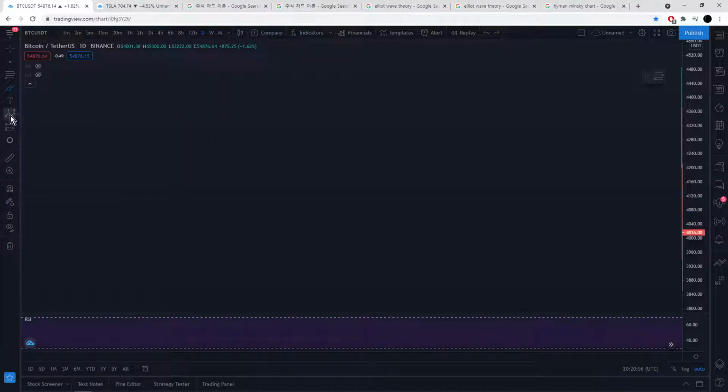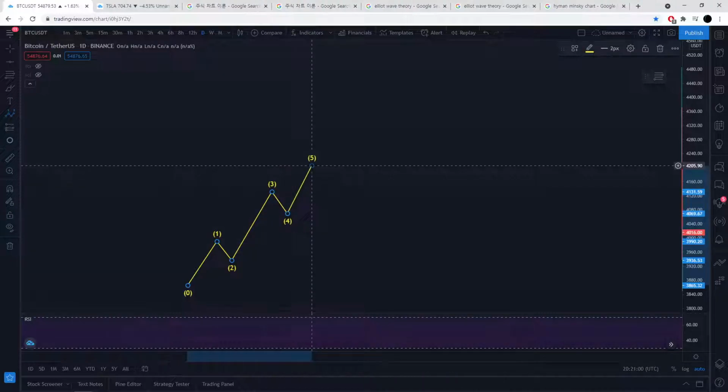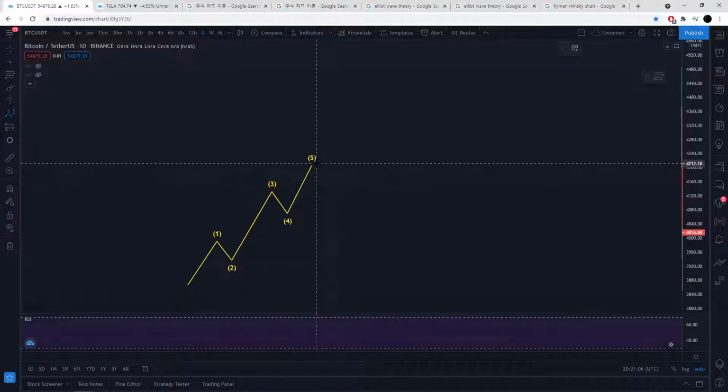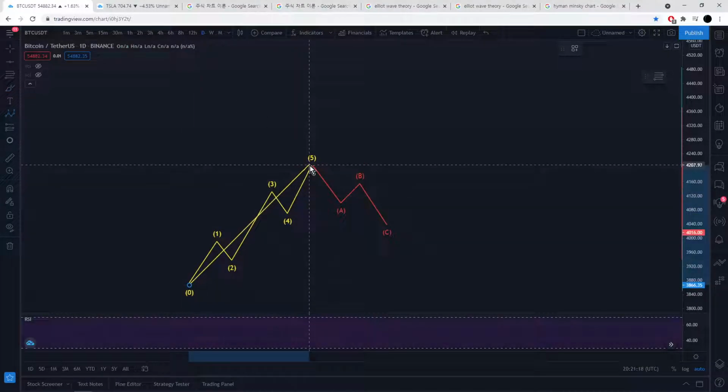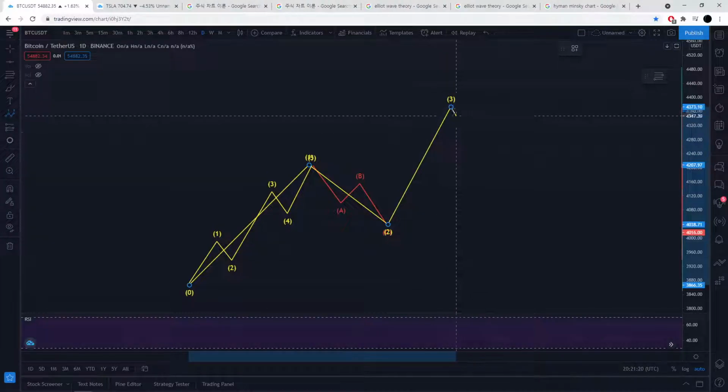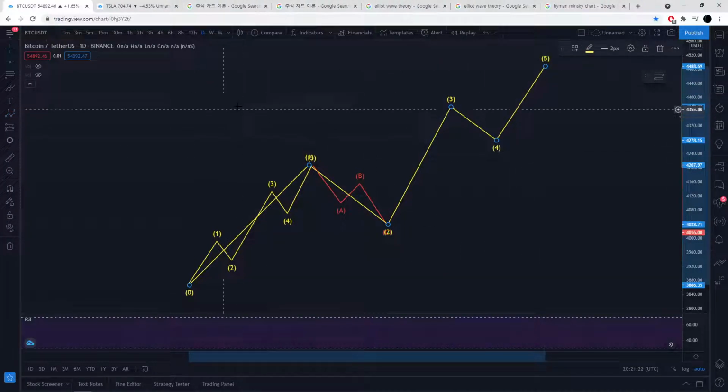Elliott wave theory consists of a five-wave impulse upward and a three-wave correction. That's it basically. And these will later form a bigger wave like this, and so on.